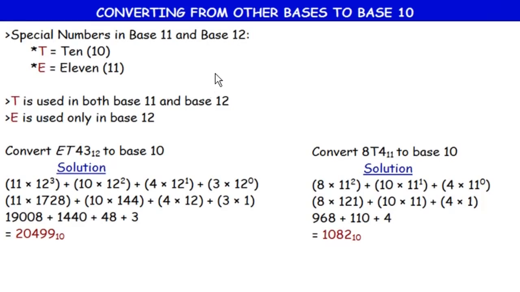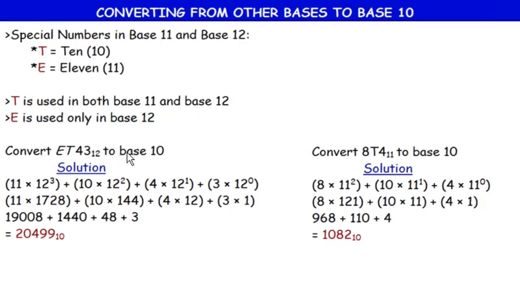In order to avoid the confusion of you not knowing whether it is 10 as a digit or 1 0 as in two separate digits, we use the letter T, capital T, to represent 10. Under base 12, we use the letter capital E to represent the number 11. So whenever you see E, it means it is 11 as a digit in base 12. Whenever you see T, it is the digit 10 in base 11 or base 12.